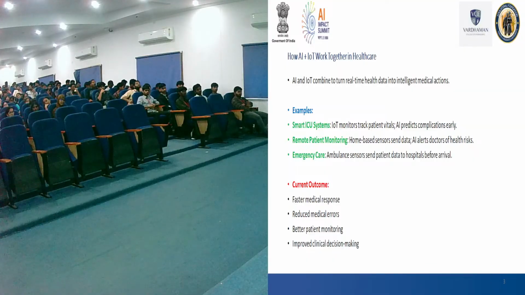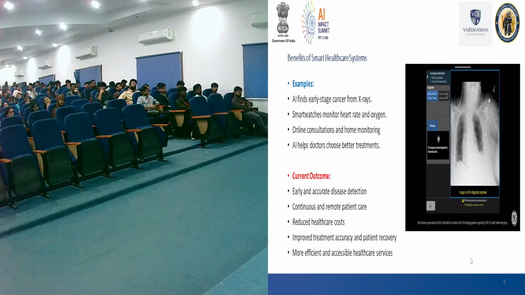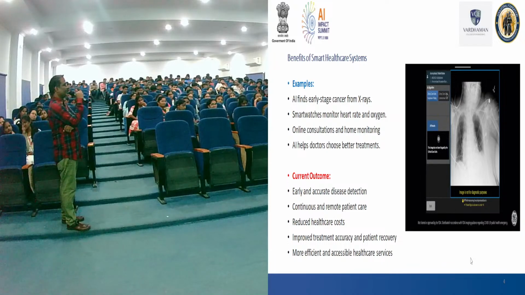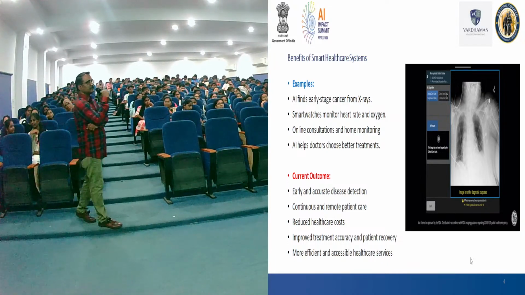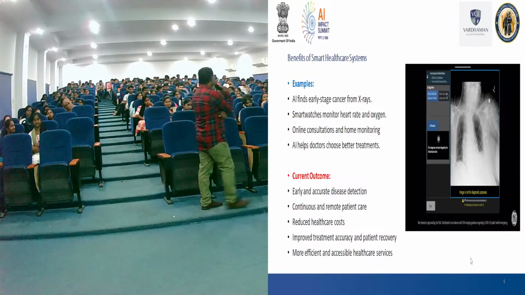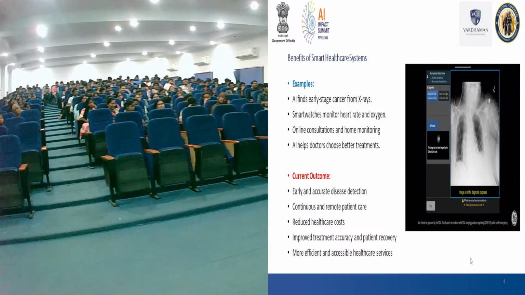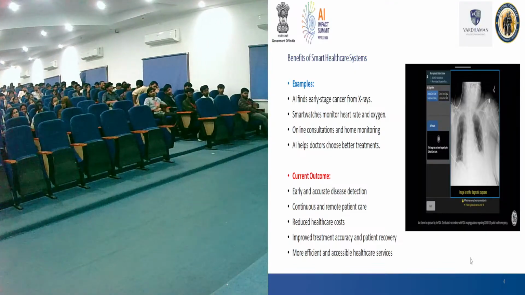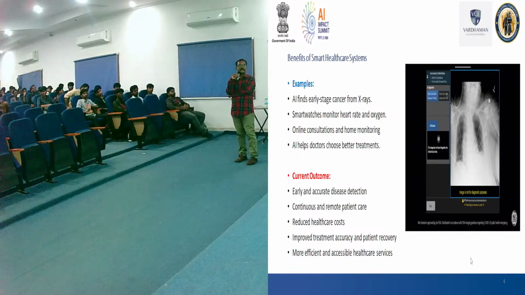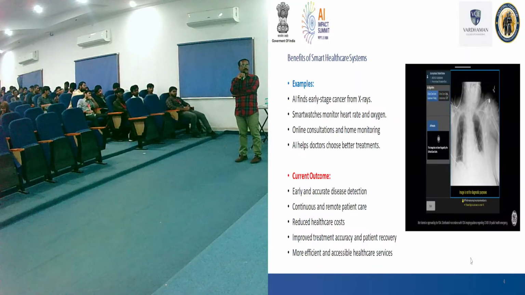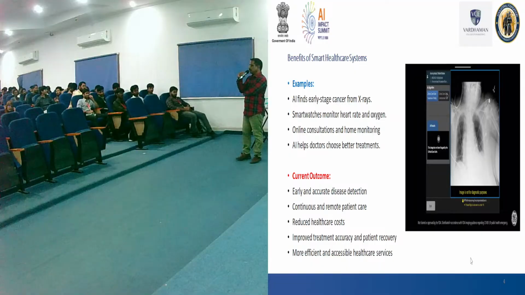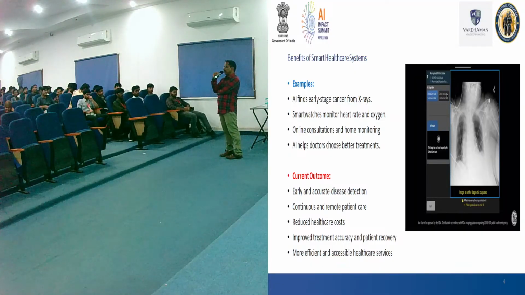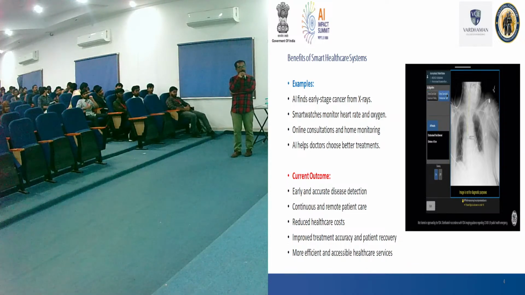Next one, benefits. What are the benefits we can get? For example, have you seen this one? What is this, guys? X-ray. What type of X-ray is visible to everyone? Please look and let me know. The X-ray is going to identify cancer disease, the earliest stage cancer from X-rays.